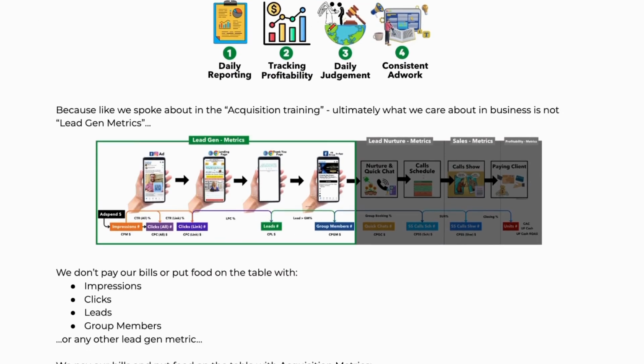When we look at the daily judgment piece, this is us going in and doing judgment day for the lead gen metrics: how's the ad performing? How's the ad set performing? How's the creative? How's the copy? How's the targeting? All that stuff. However, when we're doing tracking profitability, we are forcing ourselves to look at the global view of not only the lead gen metrics, but the entire piece as a whole. And we've talked about this many times.